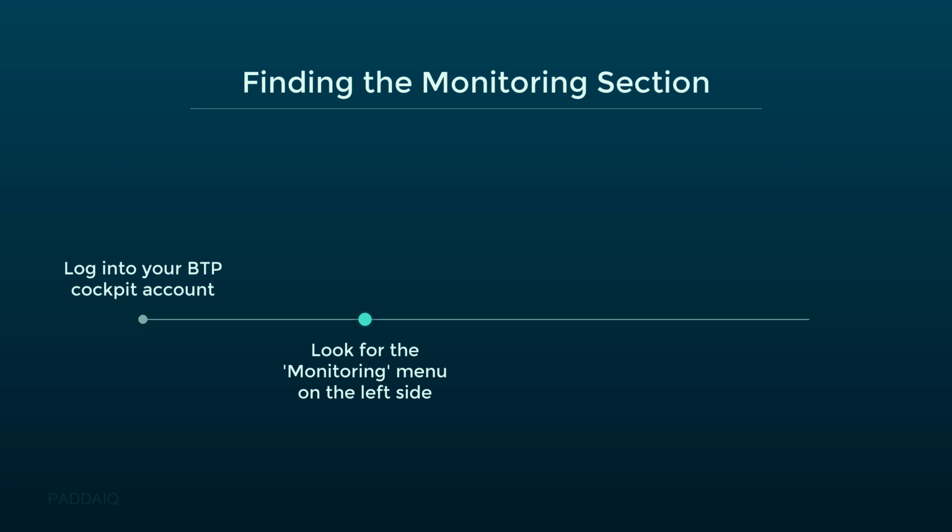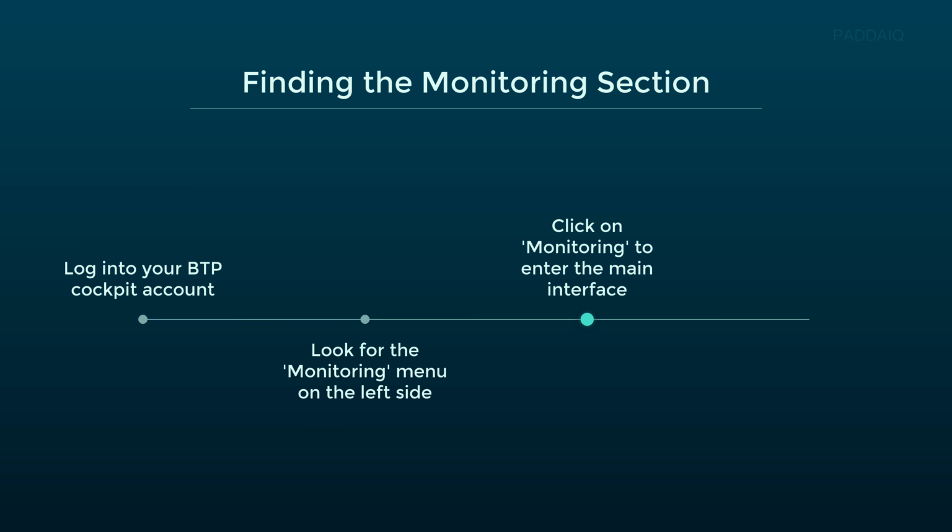Look for the monitoring menu on the left side. This means you navigate directly to the left-hand panel in SAP BTP to access monitoring tools. For example, if you need to check your application's health, you would click there to view performance metrics. Consistently using this menu ensures you can efficiently track your solutions.